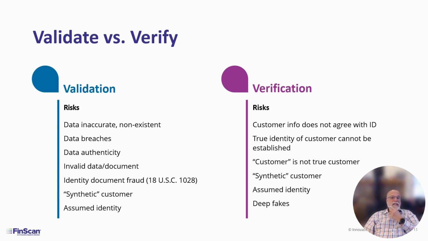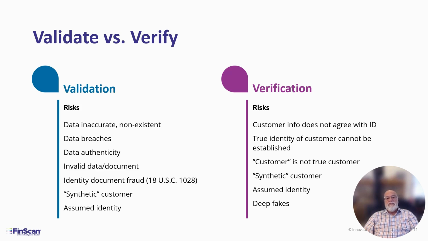And when looking at validation and verification, what are some of the risks associated with each? Regarding validation, the risks are generally with respect to data. Is it accurate and authentic? Was it obtained through a data breach and therefore used to create a synthetic identity or assume the identity of a customer? Or in the case of identity document fraud, knowingly and without lawful authority producing an identification document, authentication feature, or false identification document, among other things.